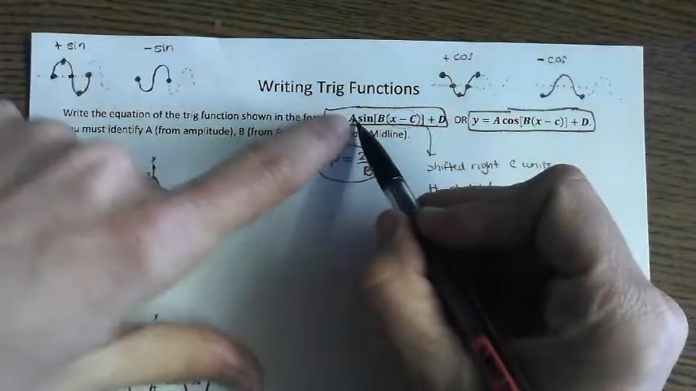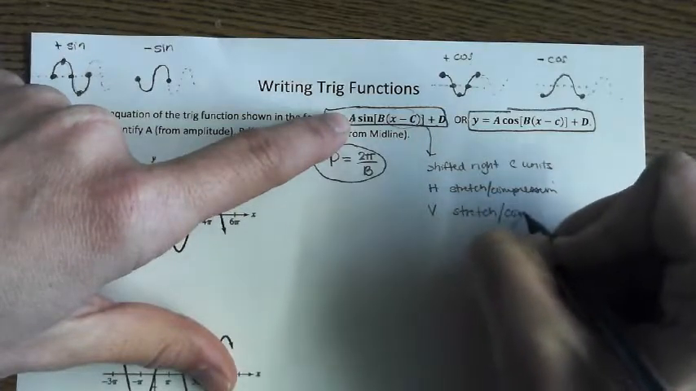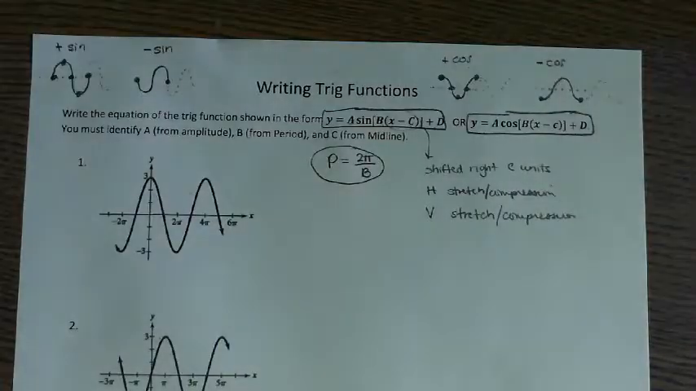The A is a vertical stretch or compression. And can you see if I stretch my graph vertically up or compress it vertically down, do you see how that affects the amplitude?